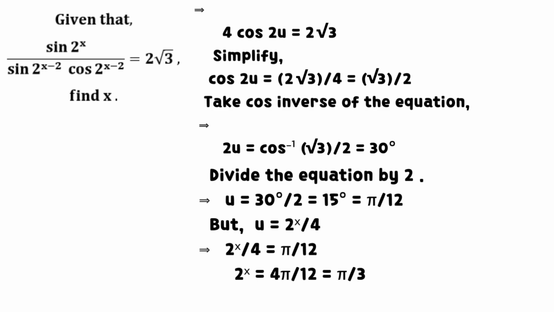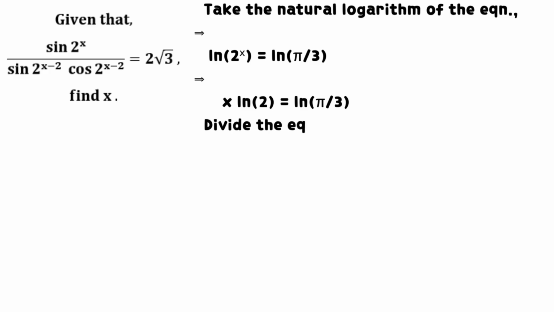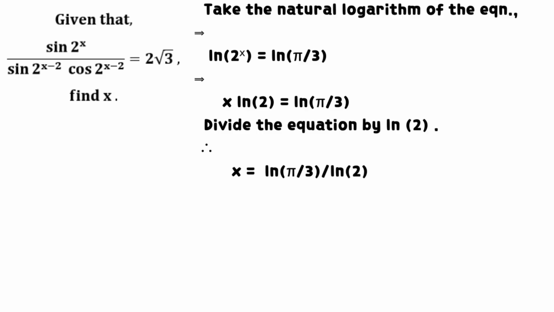Take the natural logarithm of the equation. It follows that ln of 2 to the exponent of x equals ln of pi divided by 3. Applying laws of logarithm, we have that x times ln 2 equals ln of pi divided by 3. Divide the equation by ln 2. Therefore, x equals ln of pi divided by 3, all divided by ln 2.